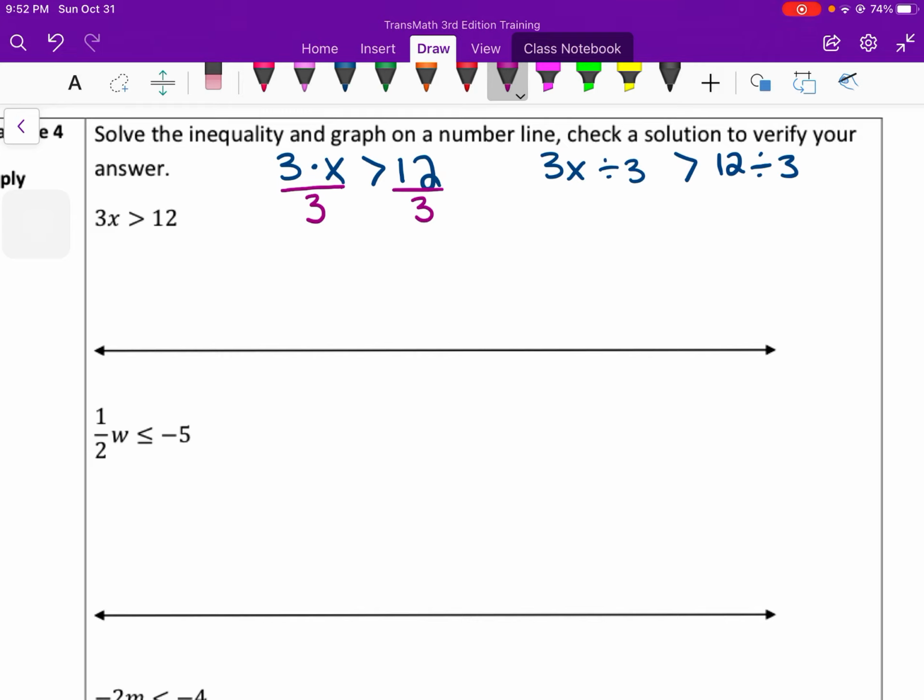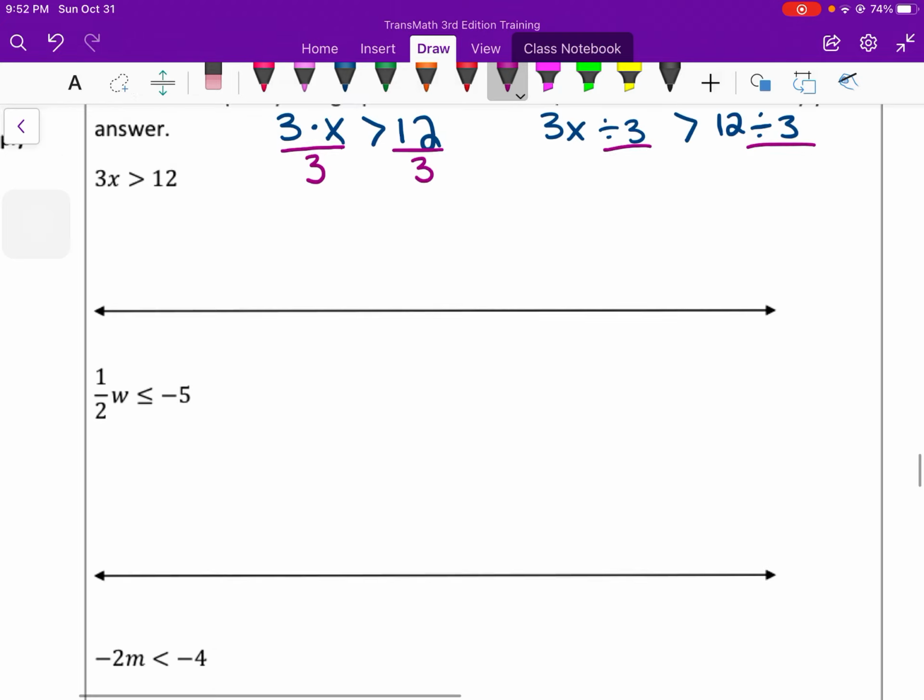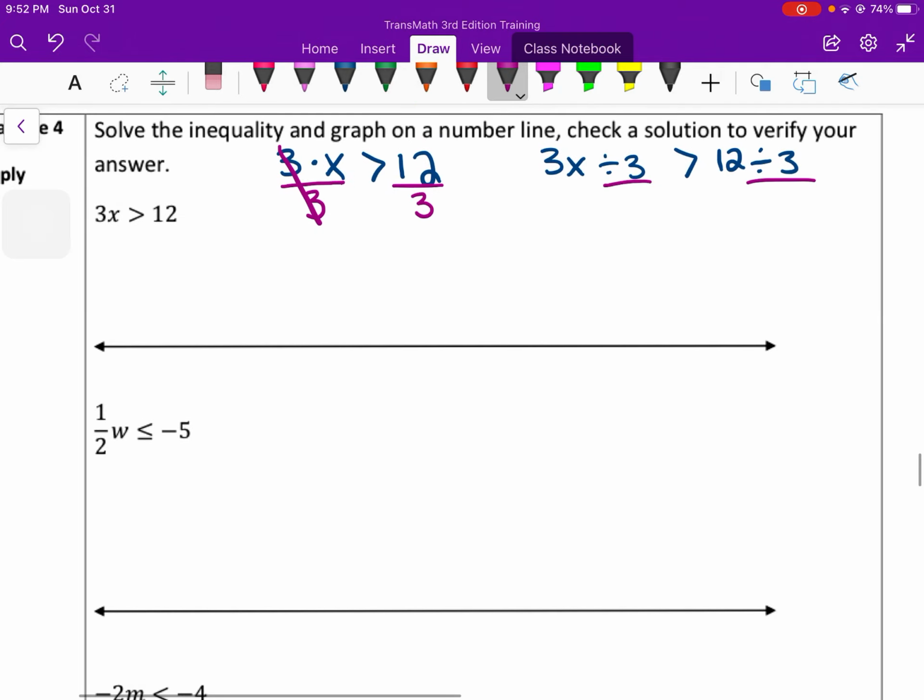When we divide, though, we're dividing by positive 3. So when we divide, we typically write it out as a fraction, because then we can see that 3 divided by 3 cancels. It equals 1. So we're left with x. And then since we only divided by positive 3, we're going to keep our inequality facing the same way. And 12 divided by 3 is 4. So this should be our answer. All our x's greater than 4 are our solutions.